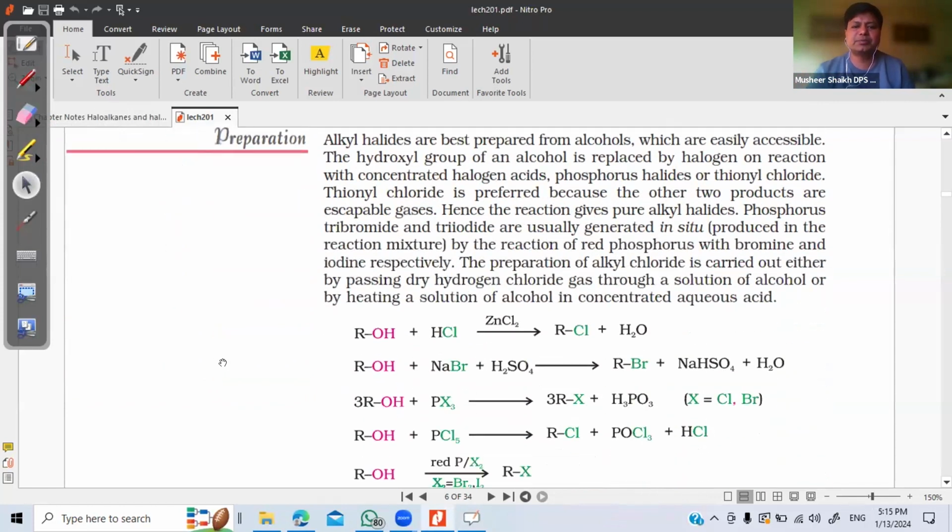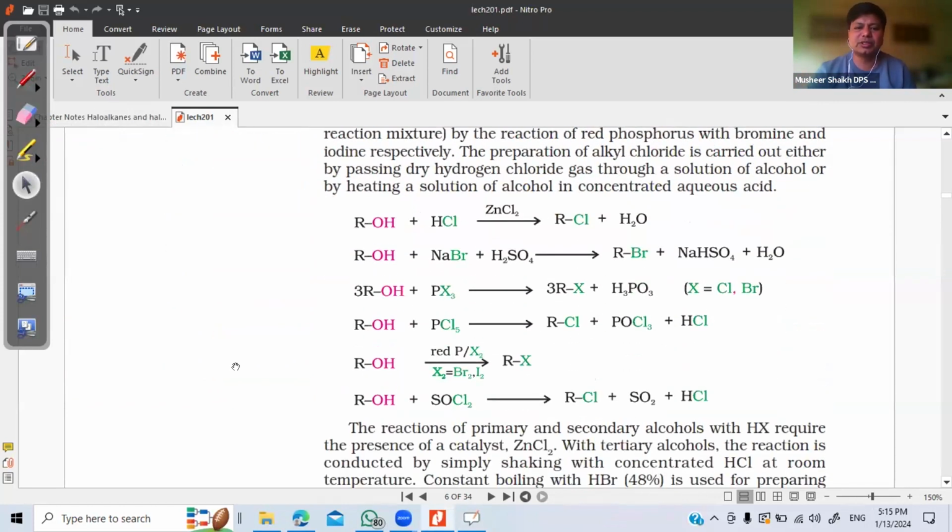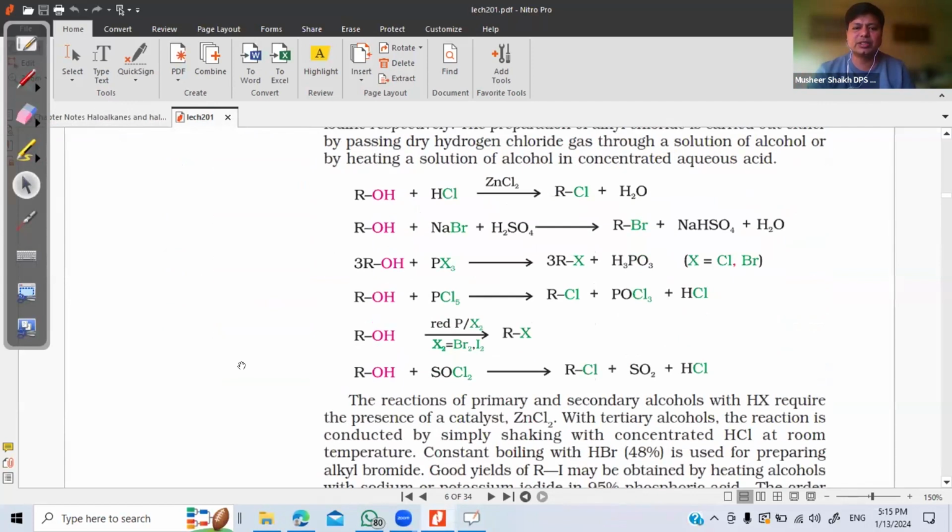Now, let us see some methods of preparation of the haloalkane. Now, these are two very commonly used methods. Out of all these methods, the one you must remember is the best method. Okay, where alcohol is replaced by bromine and iodine.